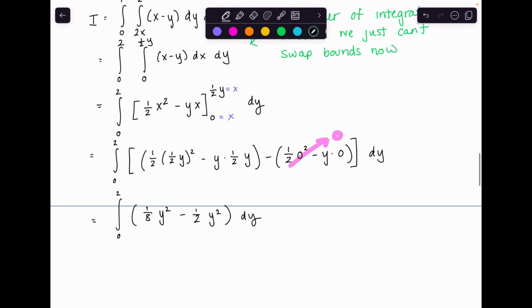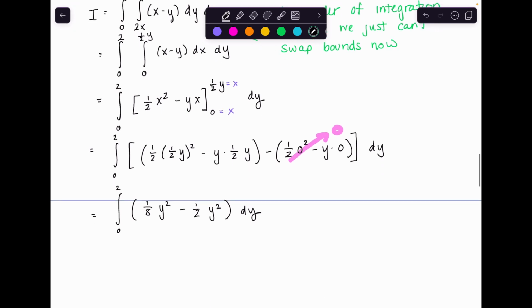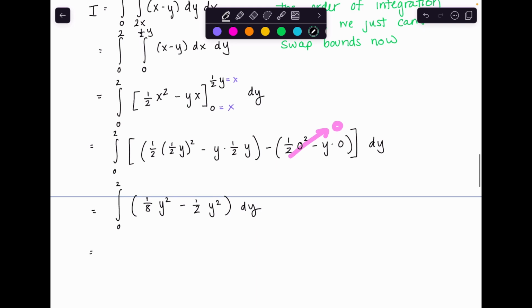And then at this point, you technically could integrate, but it's y squared minus y squared. So just go ahead and subtract the coefficients. And if you do 1/8 minus 1/2, this will be negative 3/8 y squared.